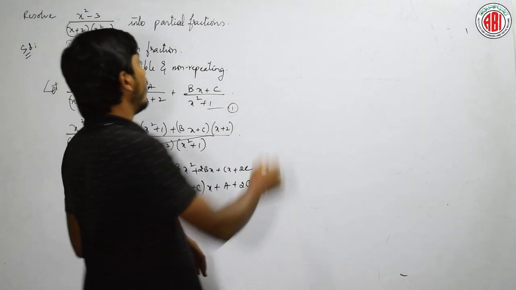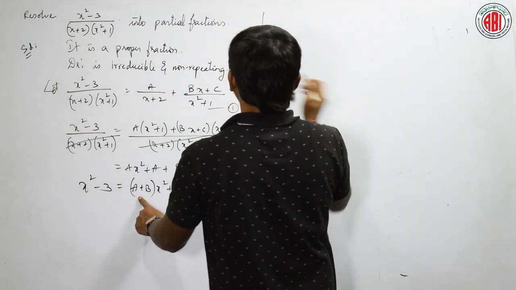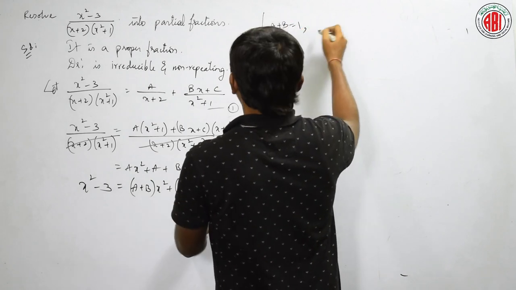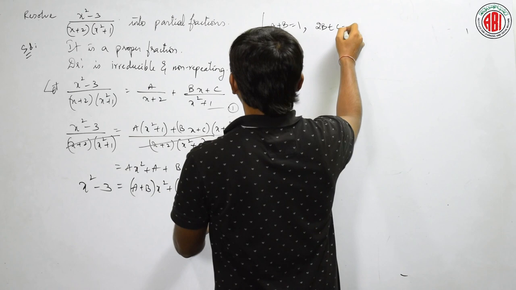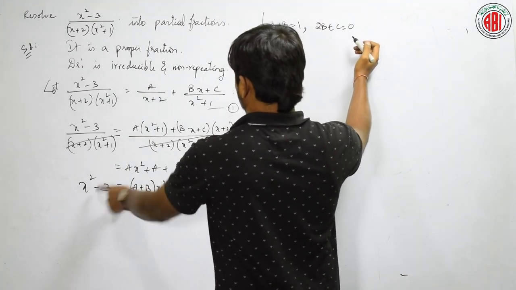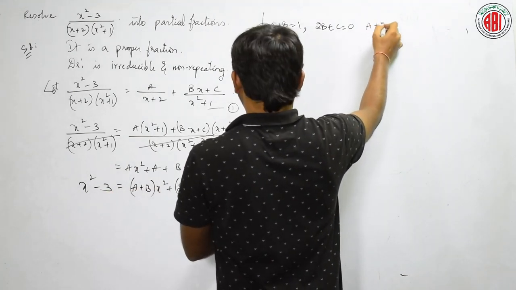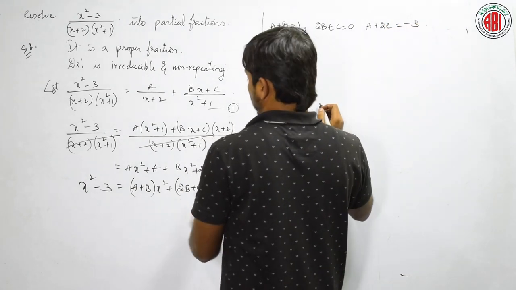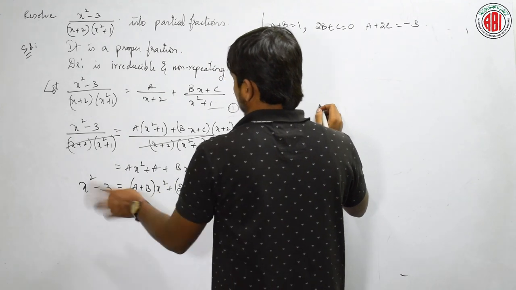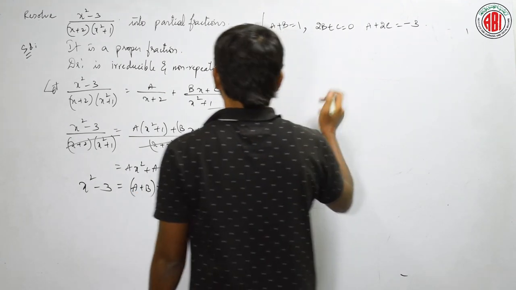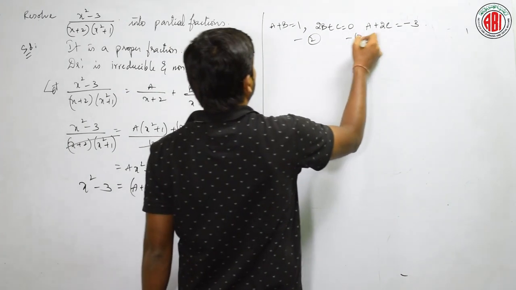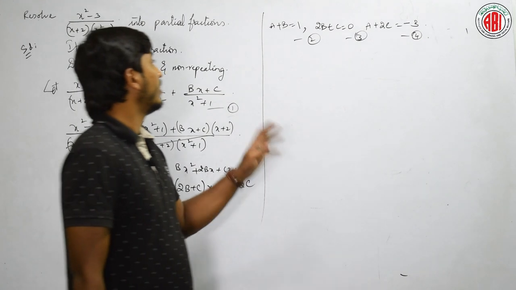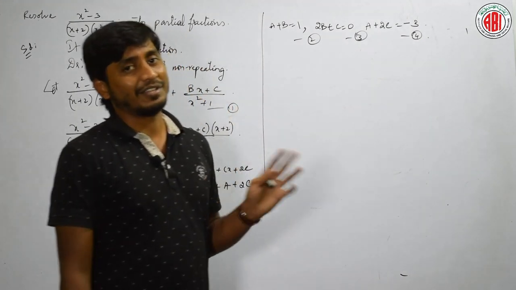Now, let us equate all the coefficients. A plus b is 1, 2b plus c is 0, there is no x here. And finally, a plus 2c is equal to minus 3. Is it right? A plus b is 1, 2b plus c is 0, a plus 2c is minus 3. Let me write them as equations 2, 3 and 4. Again, solve. However you solve, we have to get the values of a, b and c.